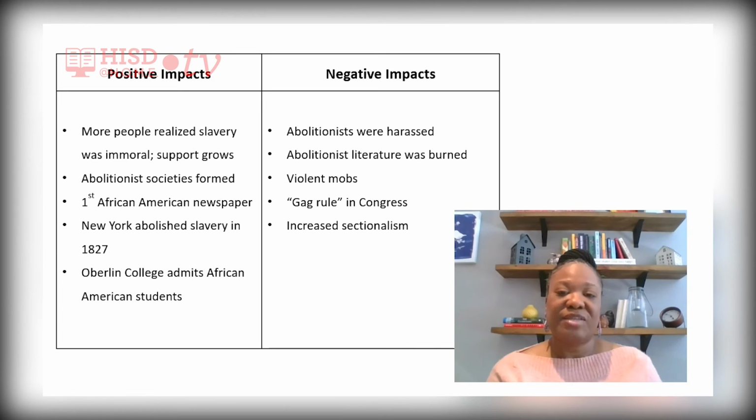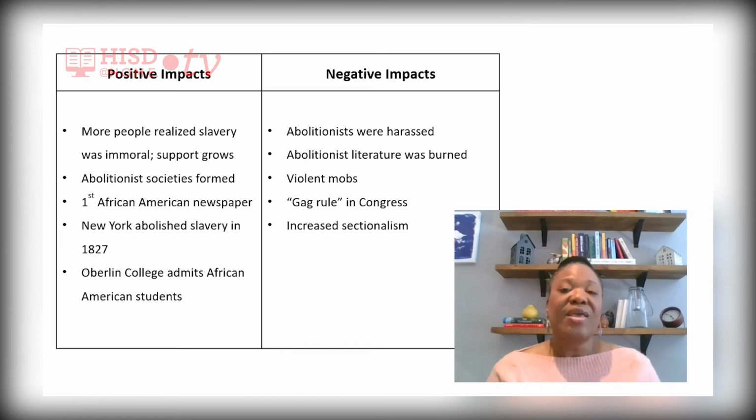So let's look at some positive impacts and some negative impacts of the abolitionist movement. Some positive impacts were that more people believed and began to realize that slavery was immoral, and the support begins to grow. Abolitionist societies are formed. The first African American newspaper is printed. New York abolished slavery in 1827, and then Oberlin College begins to admit African American students.